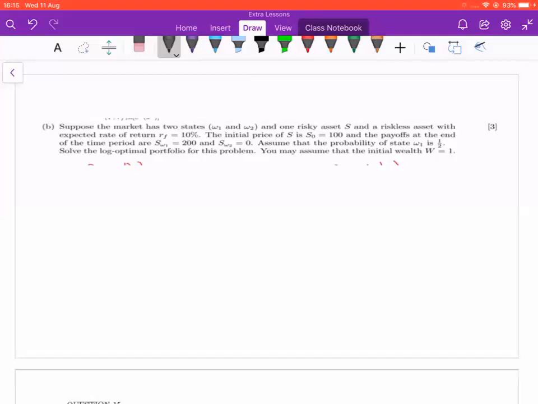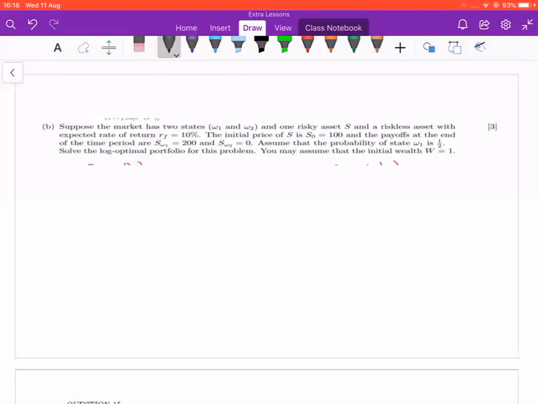So suppose that the market has two states, W1 and W2. One risky asset, S, and a risk-free asset with expected return RF of 10%. The initial price of S is 100 Rand, and the payoff at the end of the period is going to be 200 Rand or 0. Assume that the probability of state one is going to be half. So solve the log optimal portfolio.